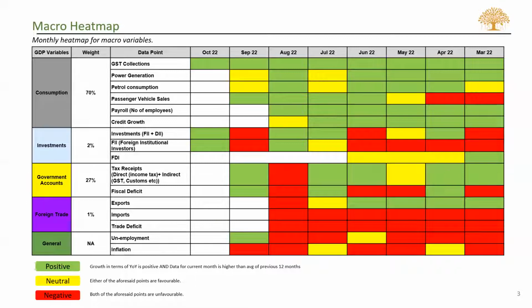On the investment side, we broke it down into FI plus DII. You can see a lot of reds over there. The FIs have been pulling out money, but that has sort of reversed in the month of October. FDI data doesn't come in every month, so once it gets updated, we'll check this. But what we do expect now is for FDI data to be fairly negative.